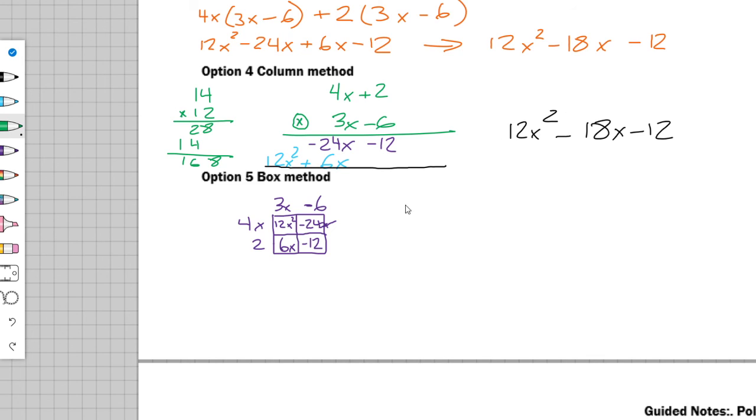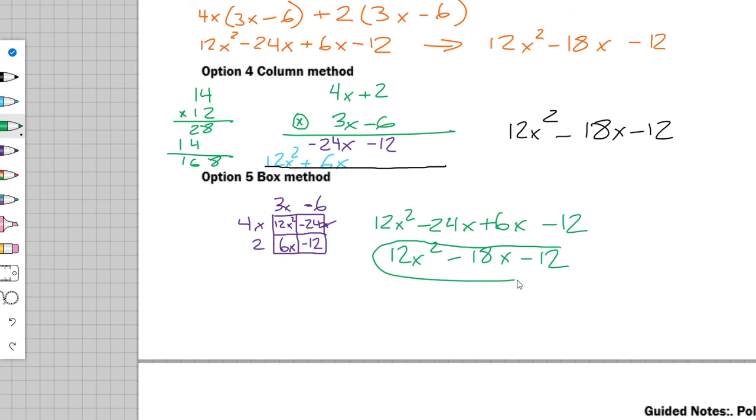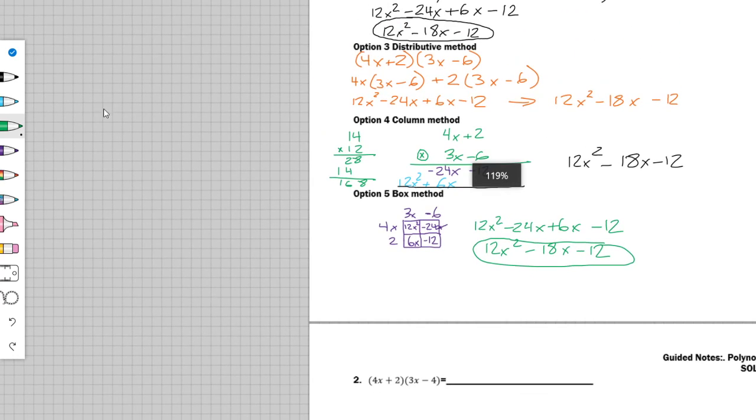So 12x squared -24x, just going left to right and then up to down. +6x, -12. Combine them, and you still get the same answer. All right. So that's 1, 2, 3, 4, 5 different ways you can do that.